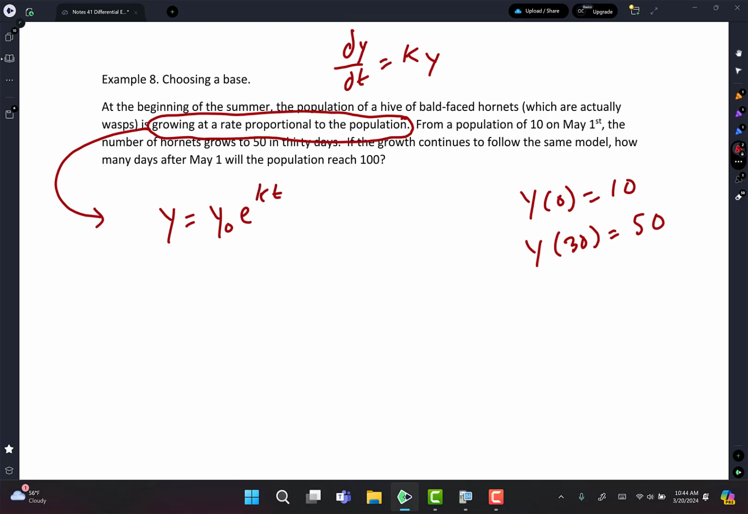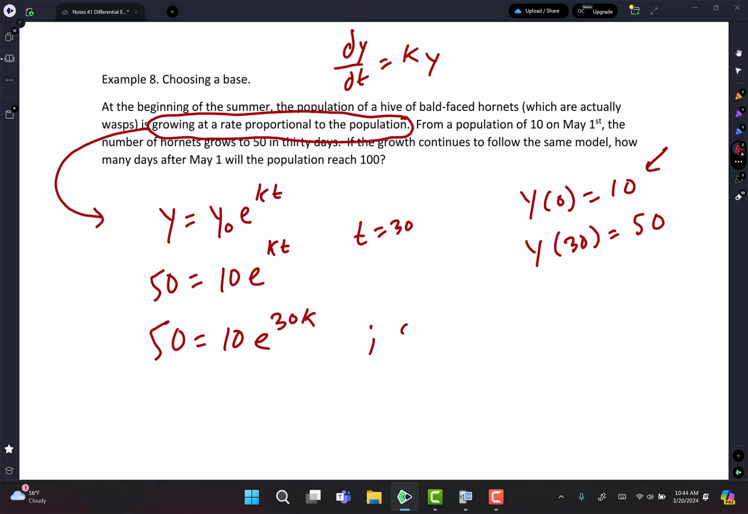And he would say, okay, well, the initial amount is 10, so that's my y naught. 10 e to the kt. And I know that after 30 days, so I'm going to write t equals 30, I had 50 hornets. So what he's doing is solving for k. I need k. So then he would do this: 50 equals 10 e to the 30k.